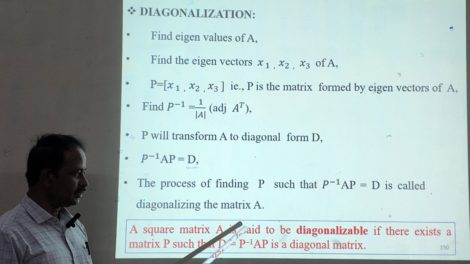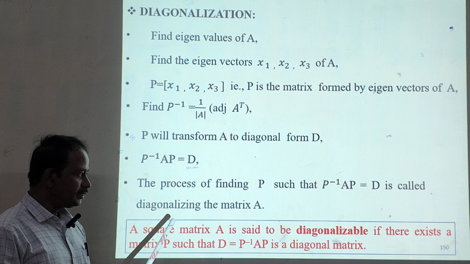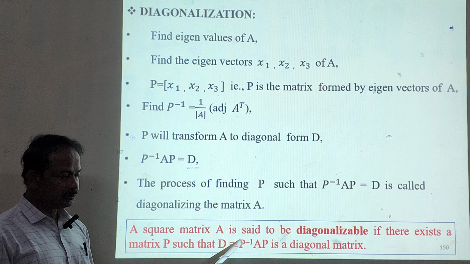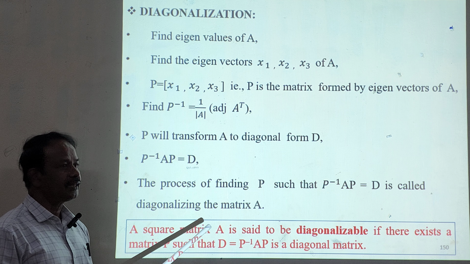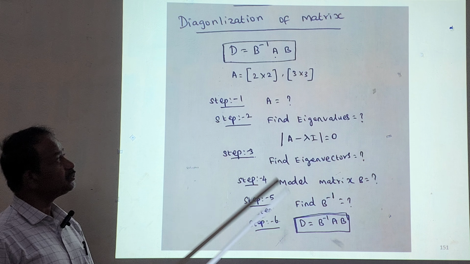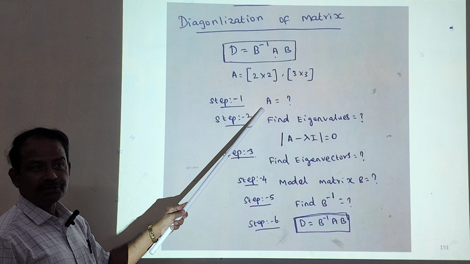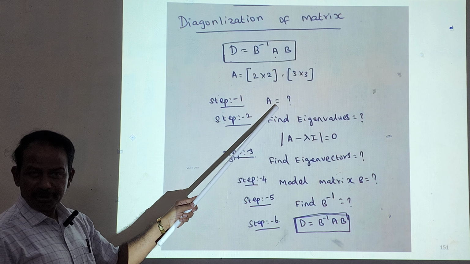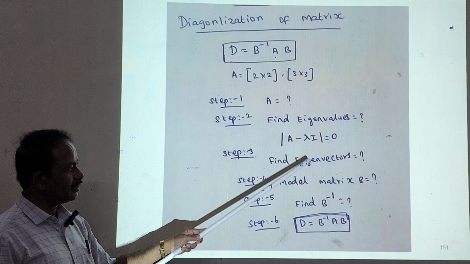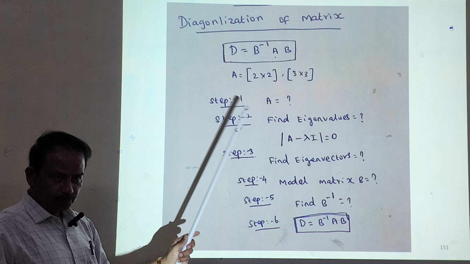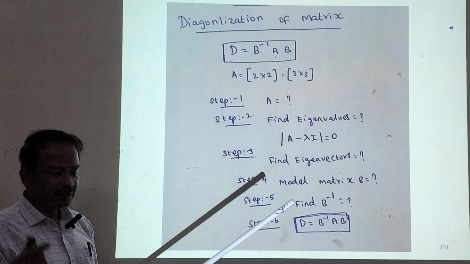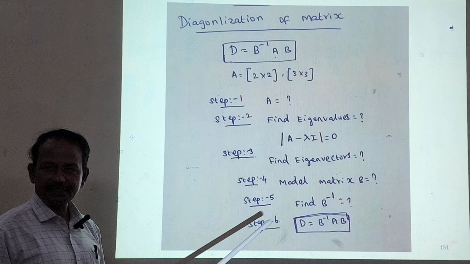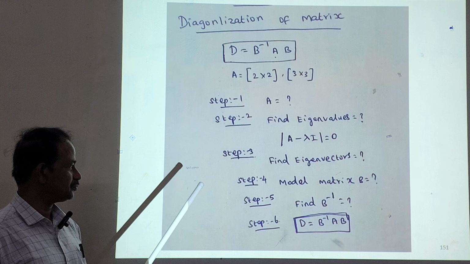A square matrix A is said to be diagonalizable if there exists a matrix P such that we use this similarity transformation formula to get a diagonal matrix. Again the same steps. Step 1, find the eigenvalues and eigenvectors. The matrix will be given. Then put the eigenvectors together to give you a model matrix. Then find P inverse. Use this formula to get the diagonal matrix.